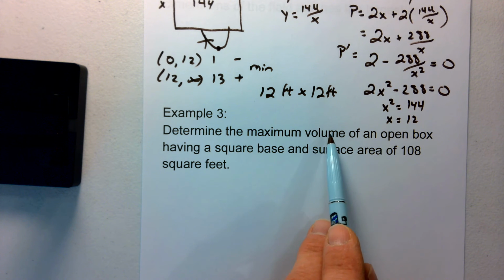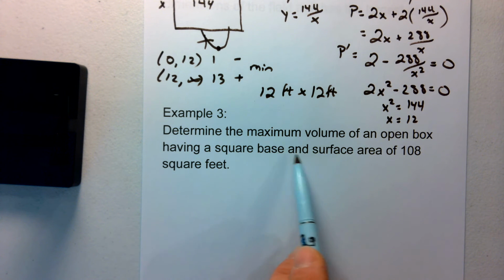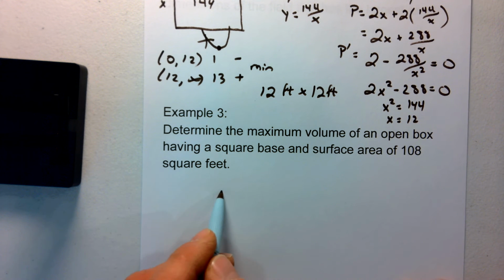We're going to maximize the volume of an open box with a square base and a surface area of 100 feet squared.